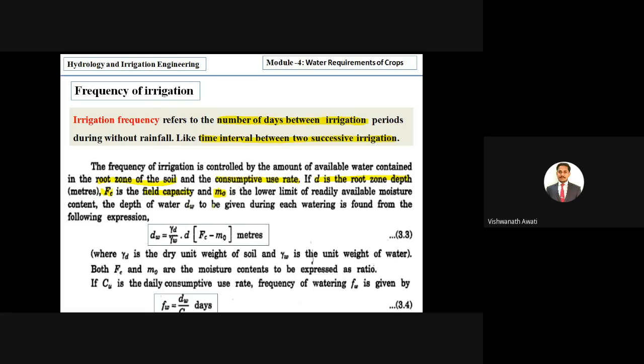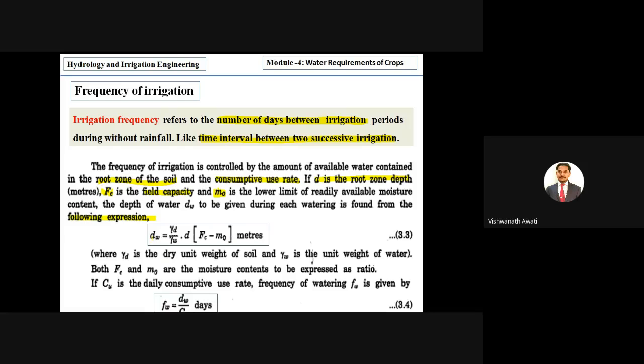Depth of water to be given during each watering is found from the following expression. Here, dW means the depth of water to be given during each watering. Right? How much water we have to give? It is a minimum depth. It is calculated by lambda d, the dry unit weight of soil, over lambda w, the unit weight of water, into D and into Fc minus Mo.